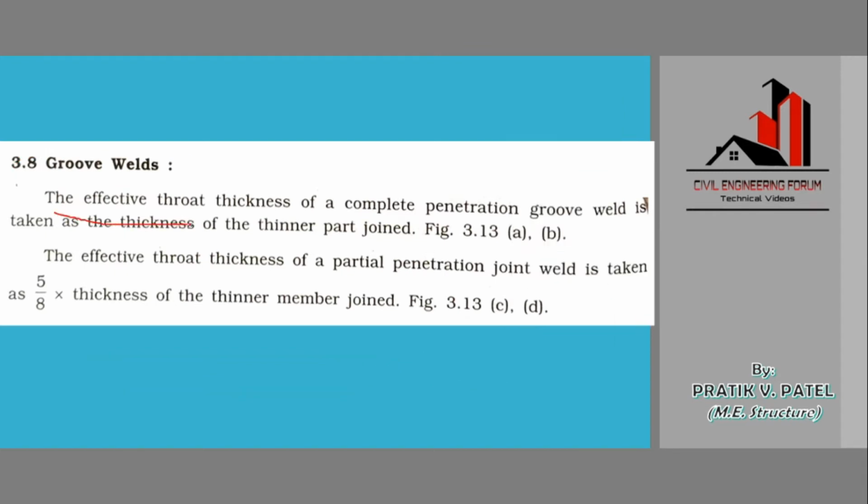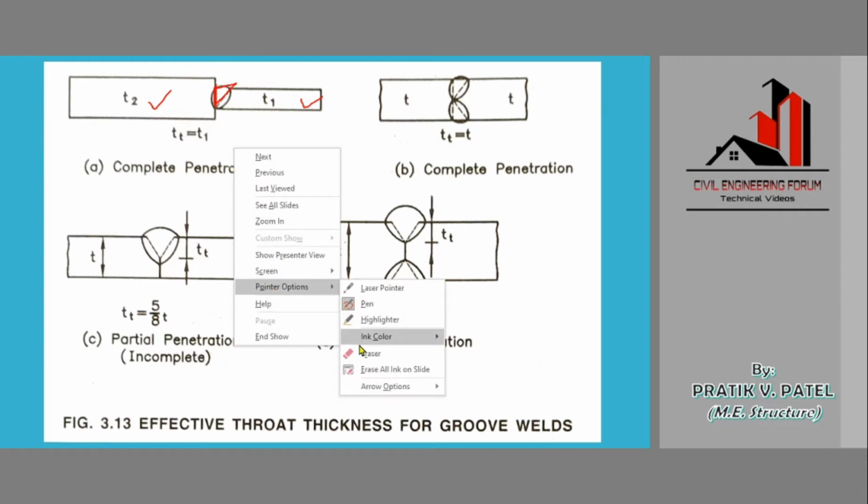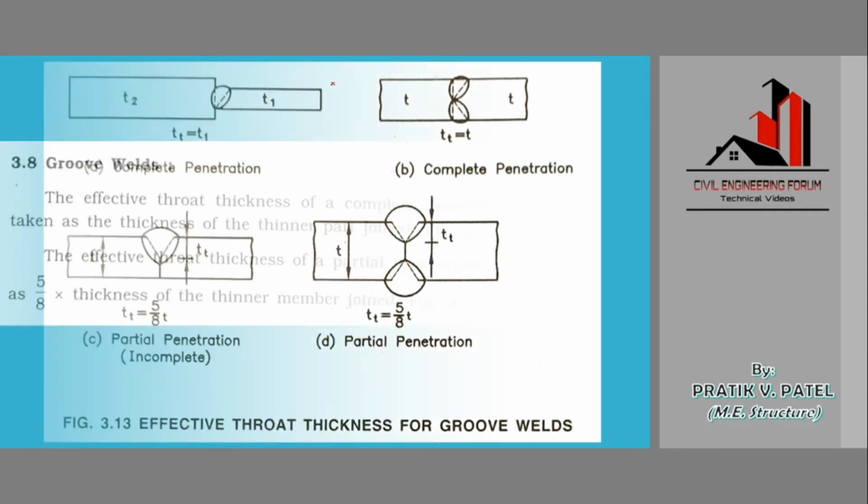The effective throat thickness of the complete penetration groove weld is taken as the thickness of the thinner part joint. For example, let us consider this figure. This is the thicker part, this is the thinner part. Then the effective throat thickness of this groove weld is considered this much. Let me remove this, again explain. This is the effective throat thickness of the thinner part.